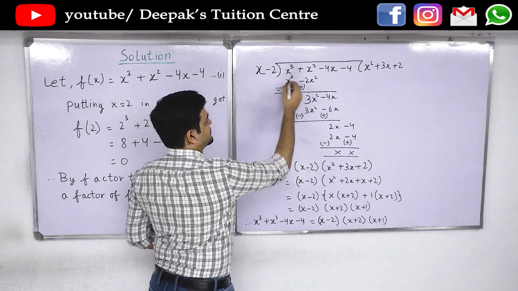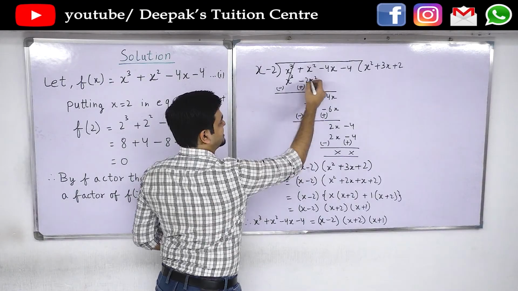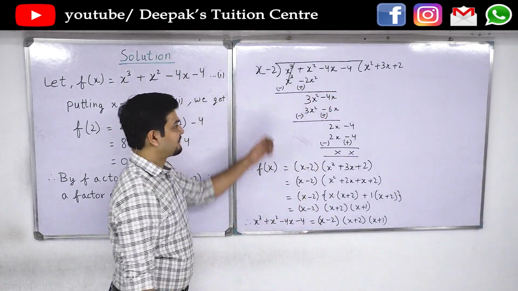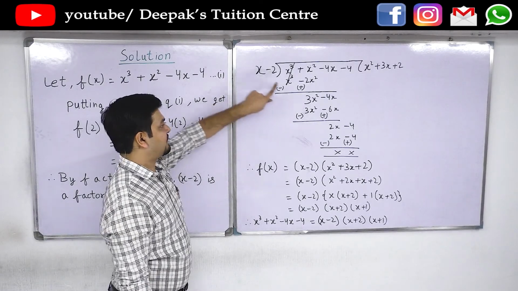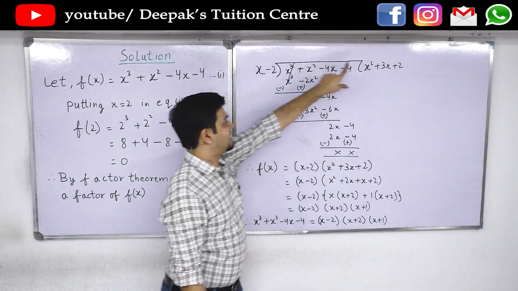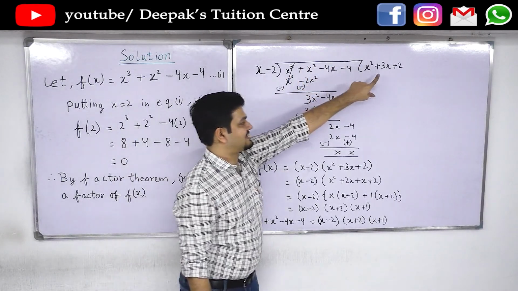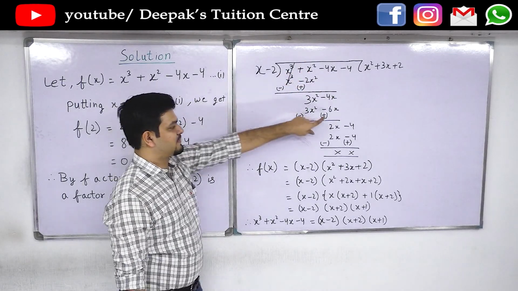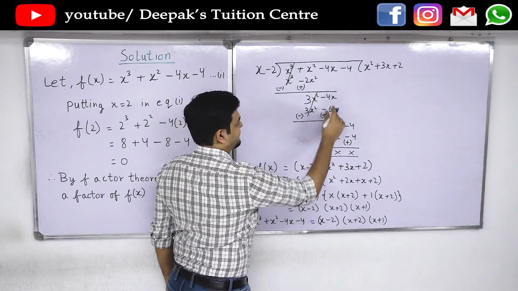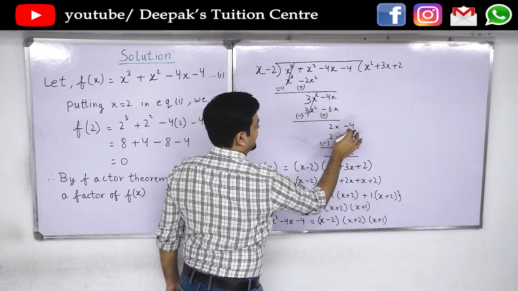Sign is changed. So minus x cube, minus x cube gone, plus x square plus 2x square, that is 3x square. And we pull down minus 4x. To get 3x square from x, we multiply it by plus 3x. So plus 3x multiplied by x gives me plus 3x square, plus 3x multiplied by minus 2 gives me minus 6x. Again sign changed. Minus 4x plus 6x gives me 2x. We pull down minus 4.